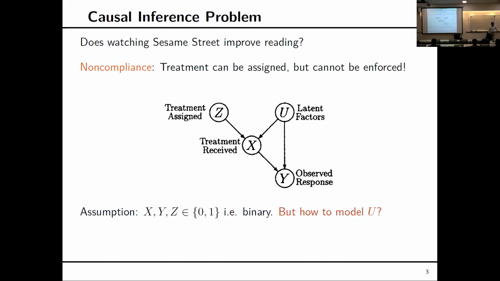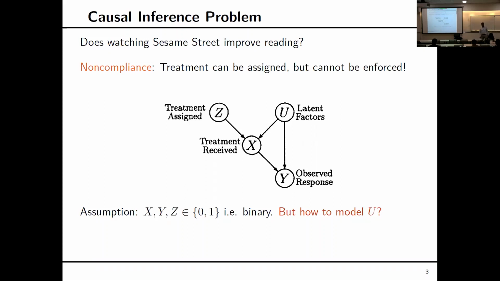So a kid might be inherently interested in reading for whatever set of reasons. That person also inherently wants to watch Sesame Street. So whether or not you put them into the Sesame Street category, they would have watched it anyway. So the outcome is a problem, because what you want to answer is: does watching Sesame Street improve reading? And you want to control for that latent feature, U, but in this case, we don't know what those latent features are.